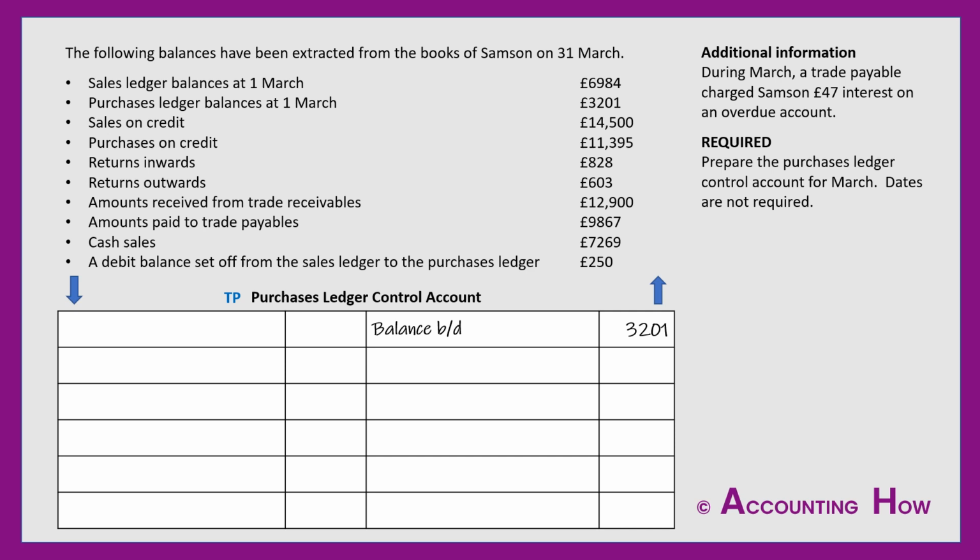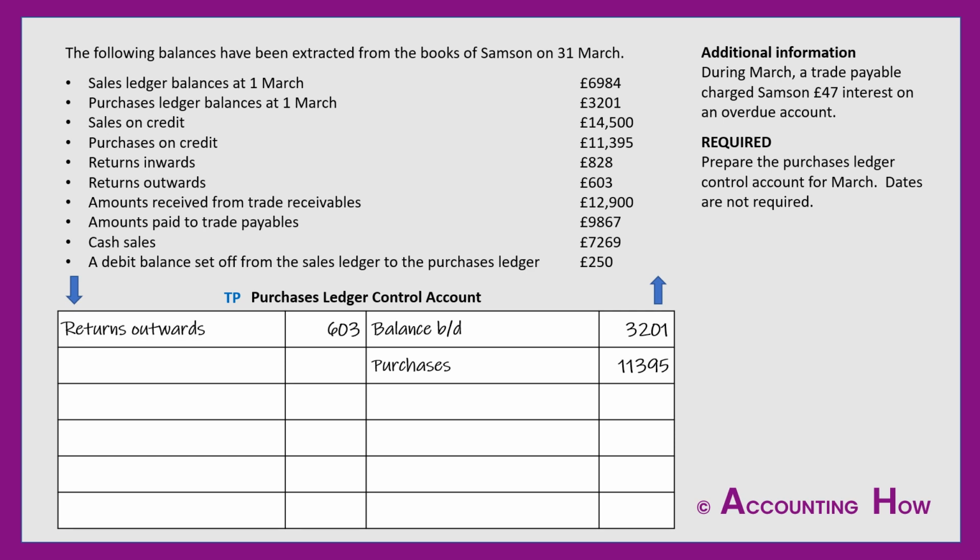Next thing I need is the purchases on credit. He's been buying £11,395 worth of inventory, and now he owes his trade payables that amount. So it needs to go on the credit because it's increasing the amount he owes his trade payables. And back to the returns. The one we need in this case then is the returns outwards. Samson has been returning some inventory to some of his credit suppliers. He's not going to pay for those items. It's reducing the amount that he owes. So I need that 603 onto the debit.